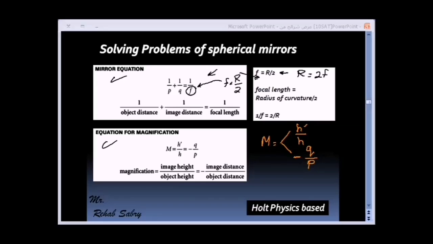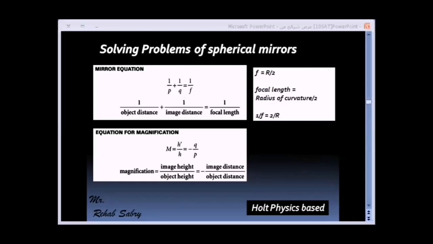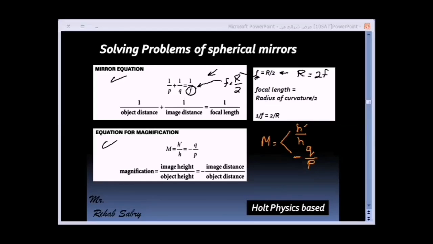Okay, for example, if the object height was 2 centimeters and the image looks to be 1 centimeter, and I want to know if the image is magnified or diminished, what will I do? I'll divide the size of the image over the size of the object, with no negative sign. So the magnification is half. That means it's not magnified, it's diminished.